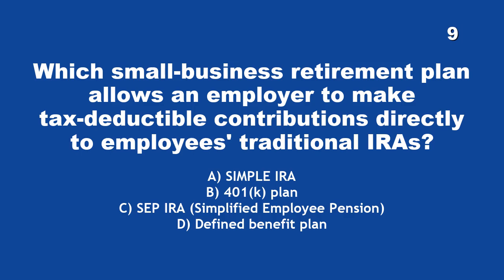Which small business retirement plan allows an employer to make tax-deductible contributions directly to employees' traditional IRAs? Option A, SIMPLE IRA. Option B, 401(k) plan. Option C, SEP IRA, Simplified Employee Pension. Option D, defined benefit plan. The correct answer is C, SEP IRA, Simplified Employee Pension.